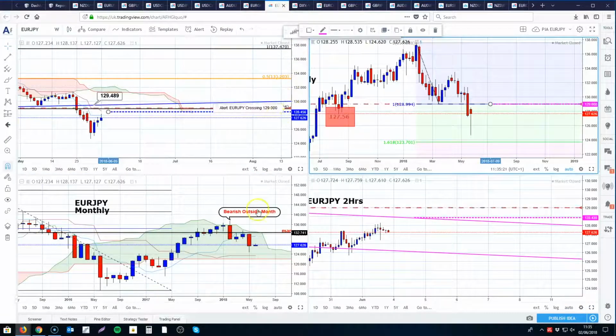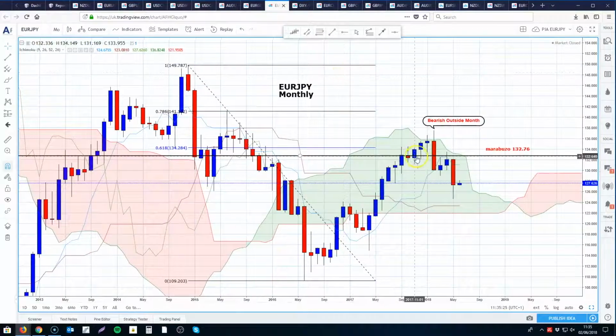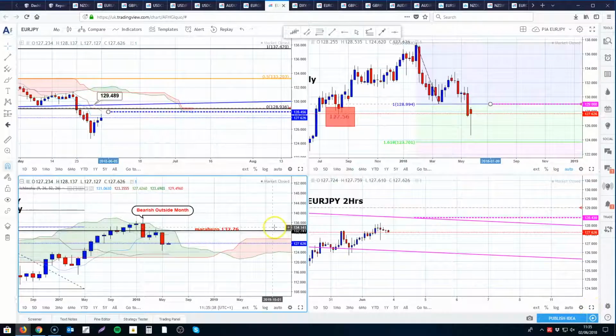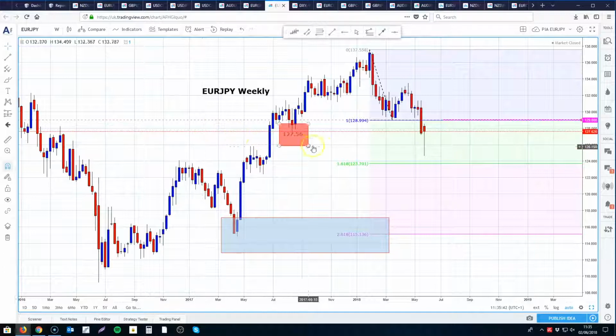So to finish up, Euro Yen, bearish outside monthly candle, Marubozu, which is the midpoint from open and close, held at 132.76. We're now inside the cloud and expect trading to be mixed and volatile. The weekly chart, we are looking for an eventual move to the downside to around about 115.13, which is close to a previous swing high.